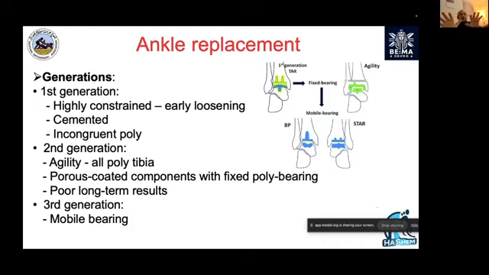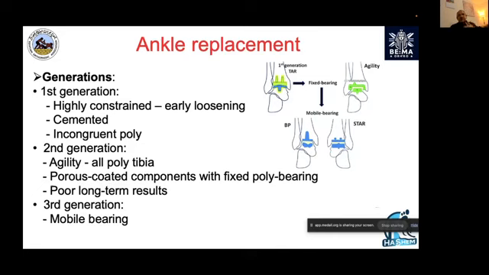So you need to balance between getting your joint replacement stabilized and stiff, versus getting it loose. If the joint is highly constrained, it means it's very stiff in itself, very stable. This means putting a lot of stress between the stem and the bone, what we call the stem-bone interface, and this will end in early loosening. It was cemented, and it always had an incongruent poly. It's a very thick poly, taking the shape of the implant and not congruent.